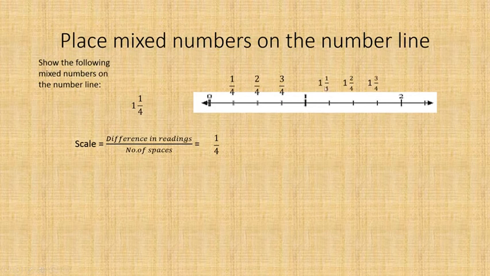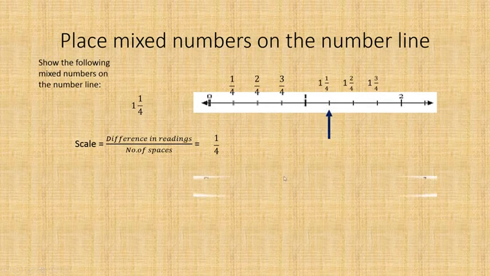And after that, 1 and 1 over 4, 1 and 2 over 4, 1 and 3 over 4, and 2. And after that, and so on. It's very easy. And I will take this mixed number, 1 and 1 over 4, to place it on the number line. It's here, so put an arrow here, and that's it.